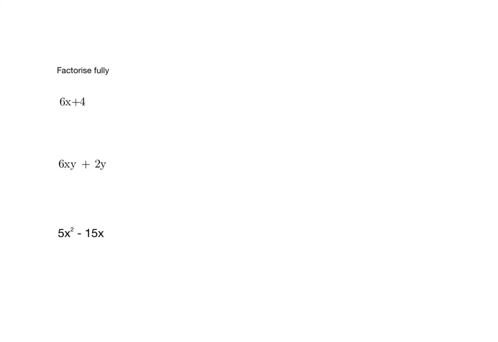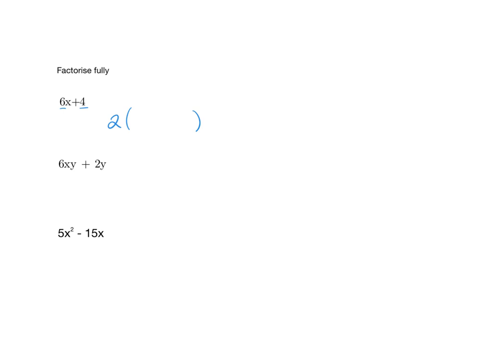In this video, we are going to have a look at factorising expressions by finding common factors. In our first example, we've got 6x plus 4. So both 6x and 4 are divisible by 2. This is my common factor. So this is what I'm going to write on the outside of my brackets.